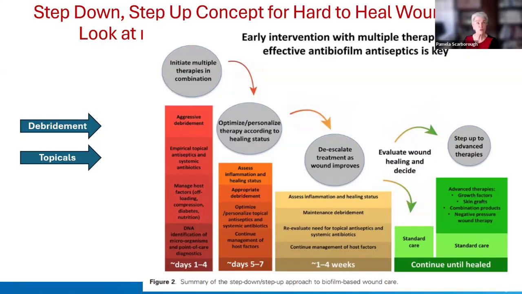If your blood glucose is over 200 milligrams per deciliter, protein synthesis stops. So if you're in long-term care, look at your blood glucoses. They're very important. So you start here. Your first 4 days, this is what we're doing. And then you're stepping down to the next 5 to 7, you're looking at the inflammation, you're determining if you need to continue debridement, and you always want to, again, personalize that topical antiseptics and continue the management of the host factors. All of these talk about continue management of the host factor.